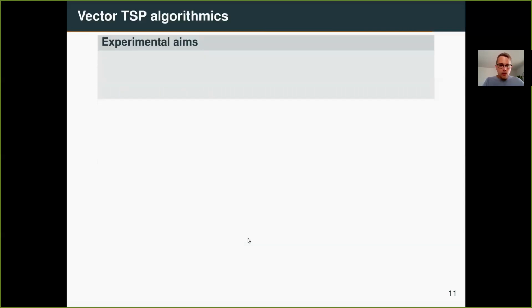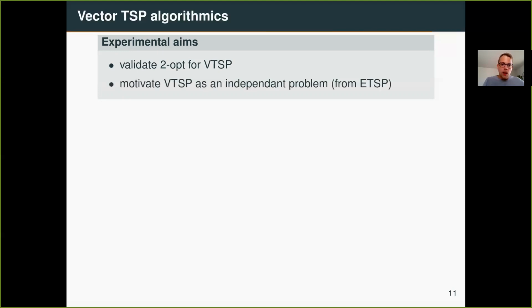So for the experiments, we had two aims, two goals in some sense. We wanted, of course, to validate the two-opt that we just presented for the VectorTSP. And maybe this is the most important experimental aim, we wanted to motivate the VectorTSP as an independent problem, especially from Euclidean TSP. We wanted to see if an optimal solution for Euclidean TSP is actually a really good solution for the VectorTSP, even though we've shown that sometimes it's not optimal. Well, that's what we did.